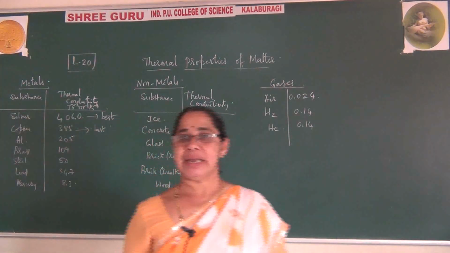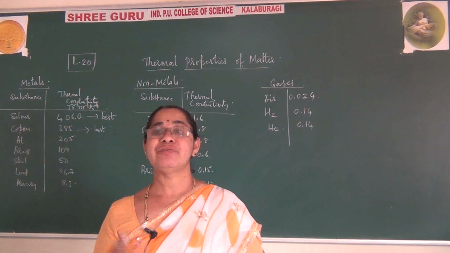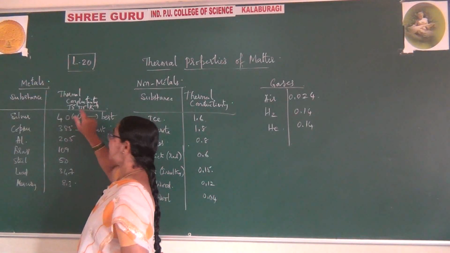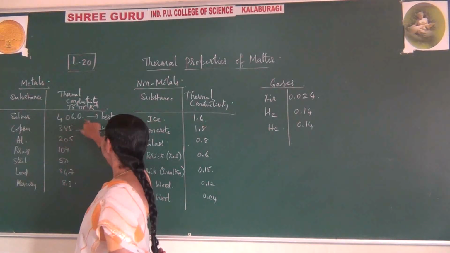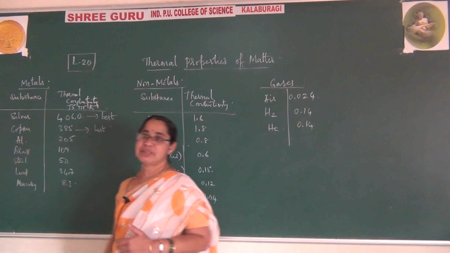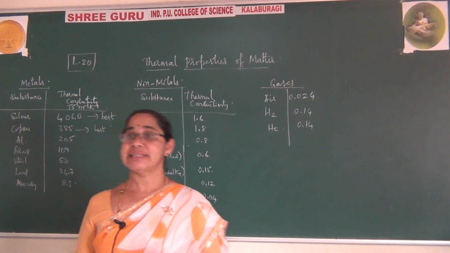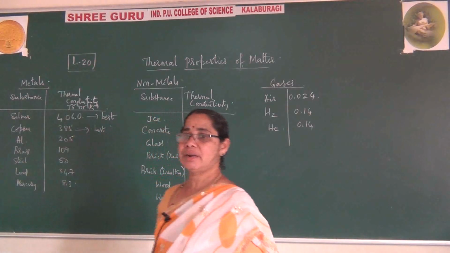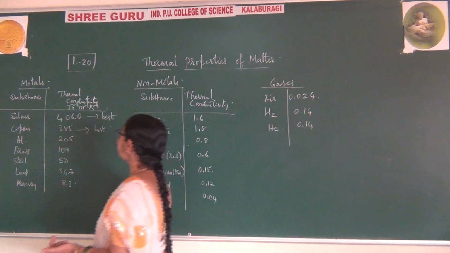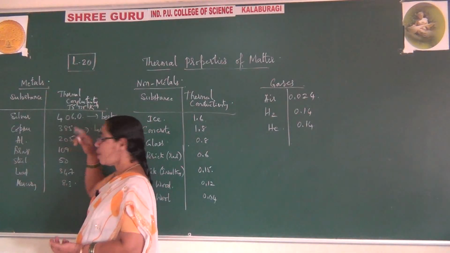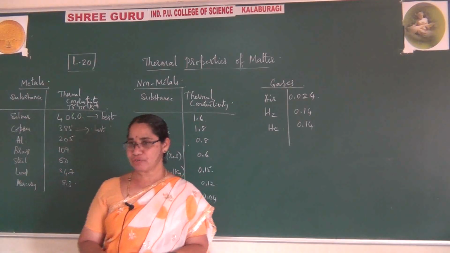But for economical and commercial purposes, we are not able to use silver on regular days. Only for research purposes do we select silver as the best thermal conductor. For regular commercial and economical purposes, you can go for copper. Copper is a good conductor of heat.